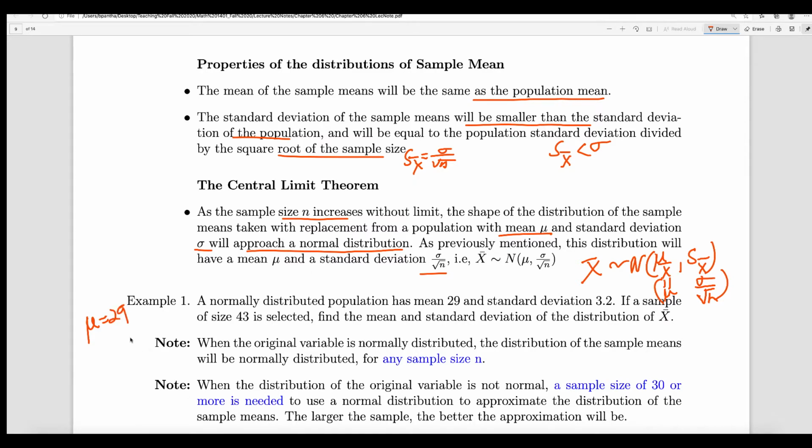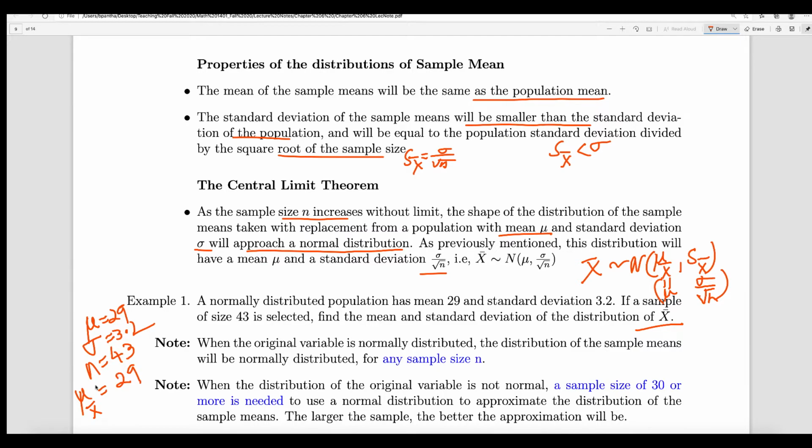And standard deviation is 3.2. Sigma equals 3.2. Now, if a sample of size 43 is selected, so n equals 43, find the mean and standard deviation of the distribution of x bar. For x bar, the mean is denoted by mu x bar. How much would that be? That will be the same as 29, right?